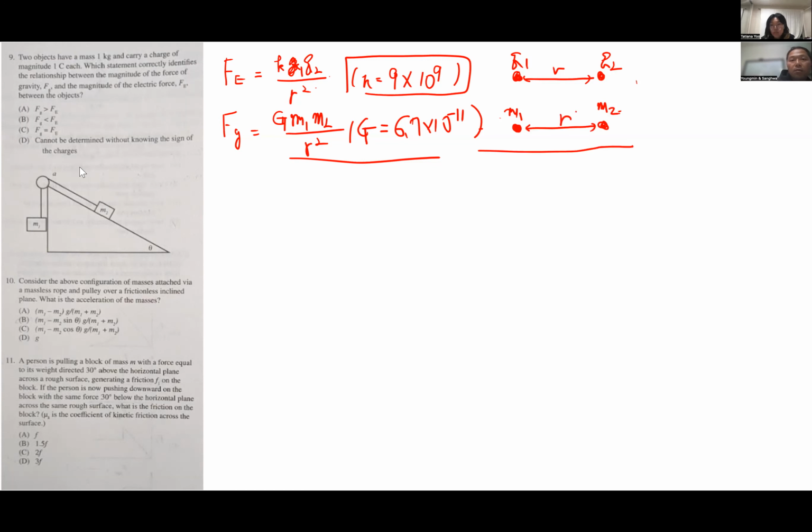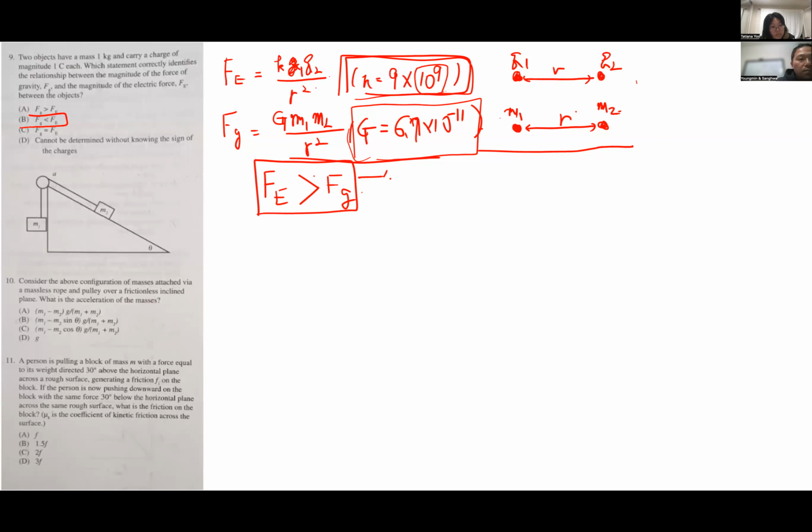So this question is asking which force is bigger. Basically, the universal gravitational constant is way, way smaller than the Coulomb force constant, by about 10 to the 18. So Fe is way bigger than the gravitational force in general. So the answer should be B.